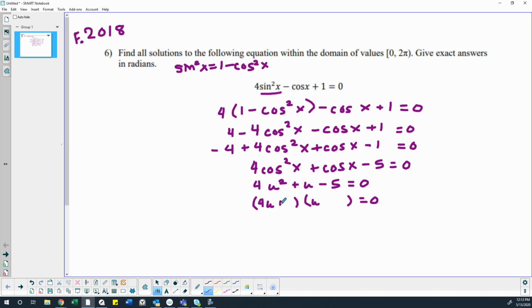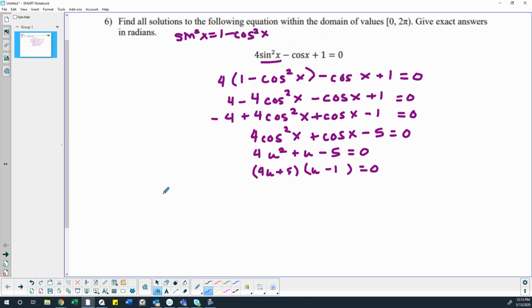So to me, that means we're going to need a positive 5 and a negative 1, because that will turn our positive 4 into a negative 4. So that when we do 5u and negative 4u, we have positive u in the middle. Right? So now we change it back to cosine. So that gives us 4 cosine x plus 5 equals 0. And cosine x minus 1 equals 0.